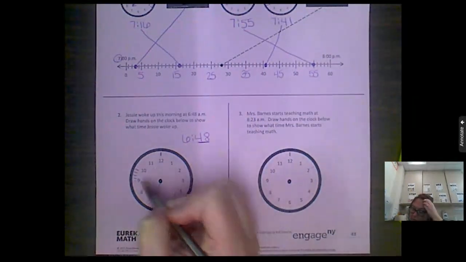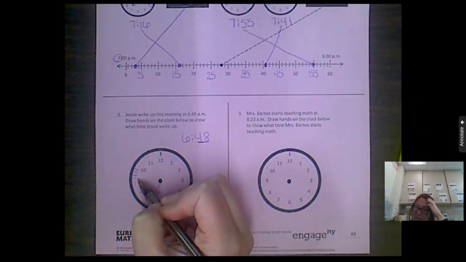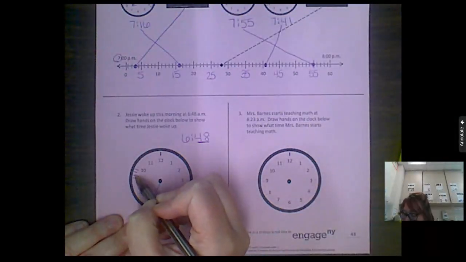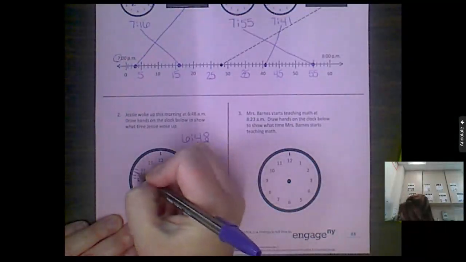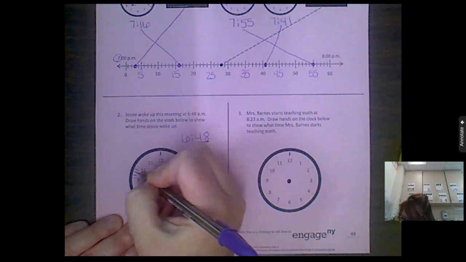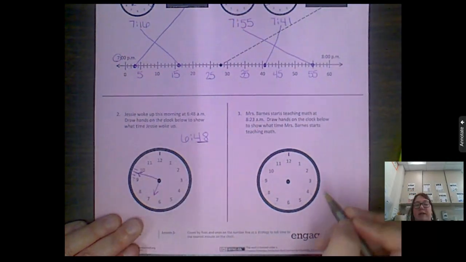So then we're at 45, and we're going to count by 1s now until we get to the 48. So 45, 46, 47, 48. So it's right there. So I just kind of darkened a line right there so then I can do that. So there I'm at 6:48.